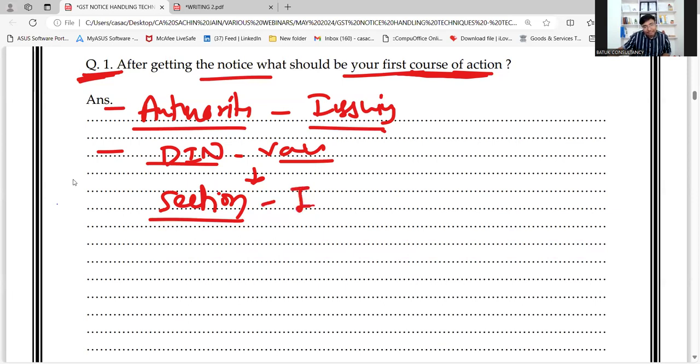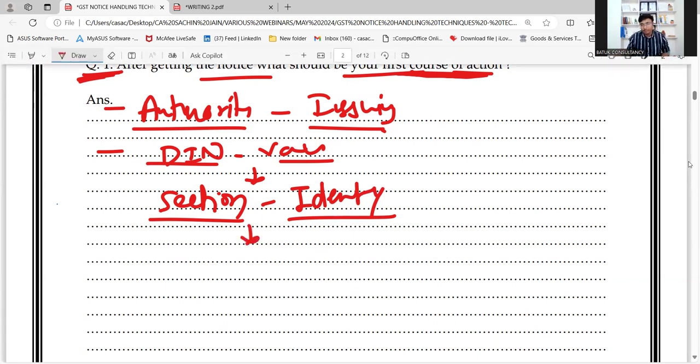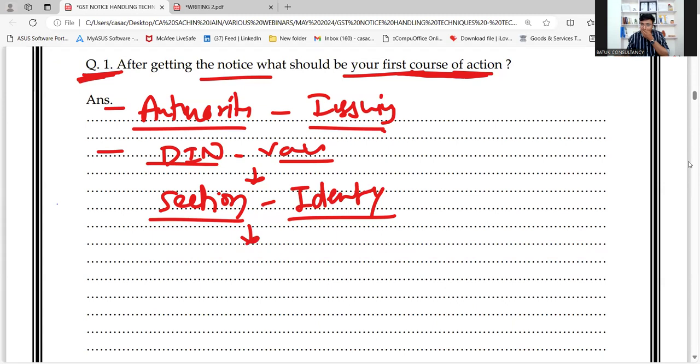So first identify the specific section. Then, if the central GST department has issued any notice without a DIN number, then the notice should be treated as invalid. There is no requirement to provide any reply.